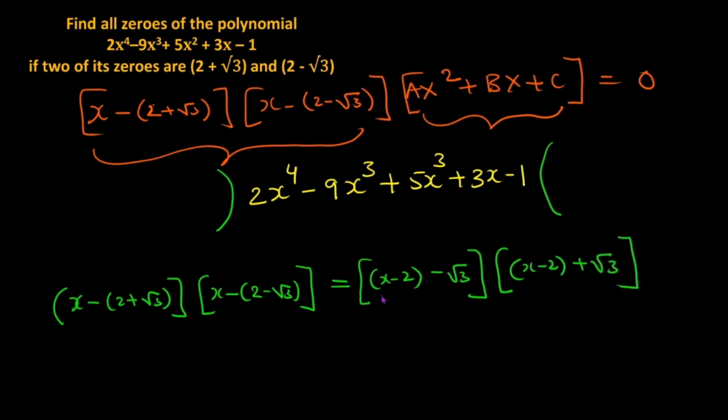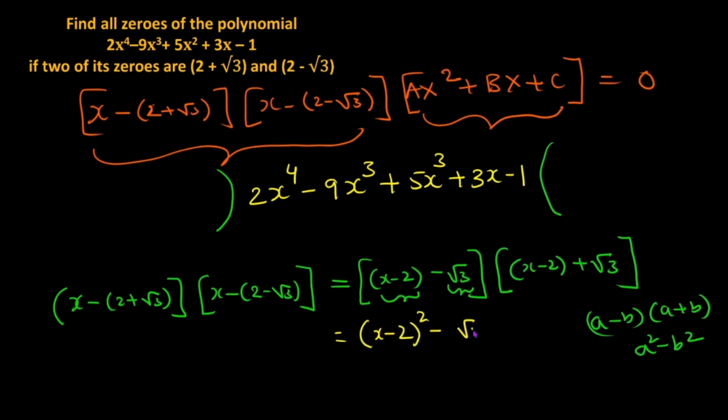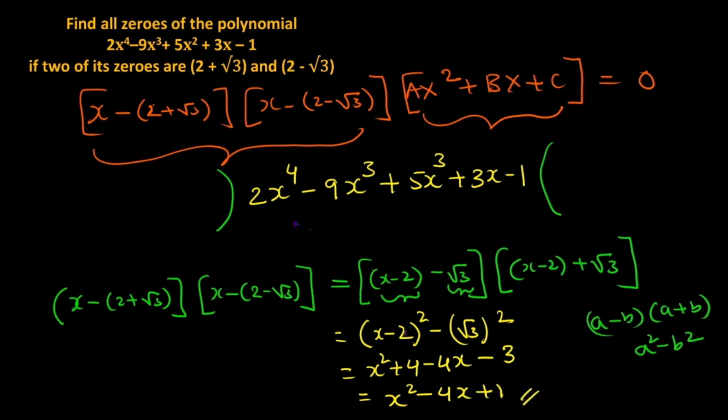Let's take x minus 2 as the a term and root 3 as the b term. So this is in the format of a minus b into a plus b. If you multiply a minus b into a plus b, you get a square minus b square. So a square here is x minus 2 whole square, minus root 3 whole square. It is x square plus 4 minus 4x, minus root 3 square which is 3. So 4 minus 3 is 1, and this gives x square minus 4x plus 1. Finally, we divide the entire equation by x square minus 4x plus 1.